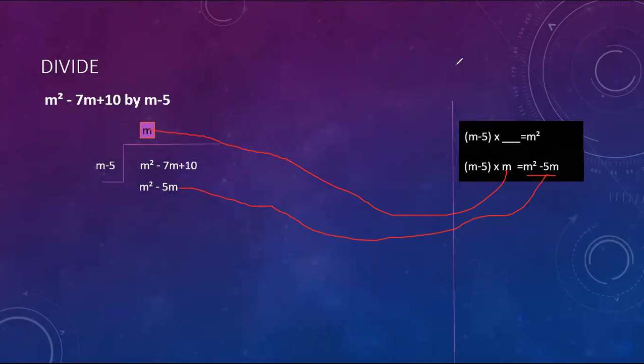Good, Aisha. Now students, the next step is we have to change the sign. Here the sign is plus, so the sign becomes minus. Here the sign is minus, so it becomes plus. Now we are not going to consider this minus sign of 5. It becomes plus.